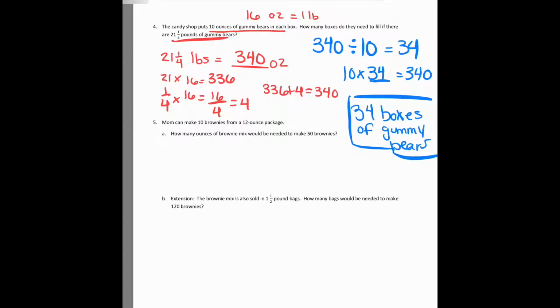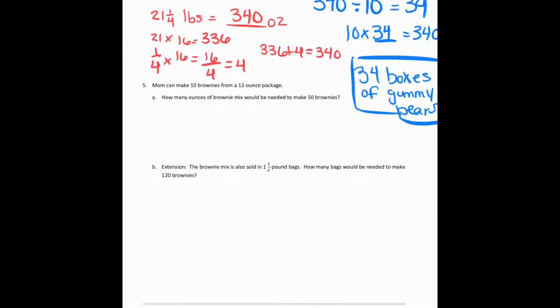All right, let's look at 5A. Mom can make 10 brownies from a 12-ounce package. How many ounces of brownie mix does she need to make 50 brownies? Well, 50 brownies would be 5 times as much because 10 times 5 is 50. So if I wanted 50 brownies, I'm going to need 5 of those 12-ounce packages, because if I had 2, it would be 20, 30, 40, 50. So I need 5 12-ounce packages in order to make 50 brownies.